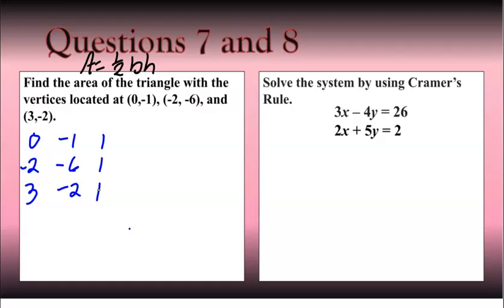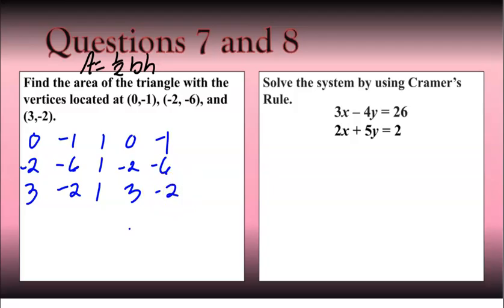Now, if we were finding the determinant, which we are going to have to do here, if I have a 3 by 3, there's going to be some numbers I'm not going to be multiplying. So I have to repeat the first two columns in each row. So this would be 0, -1, -2, -6, and 3, -2.